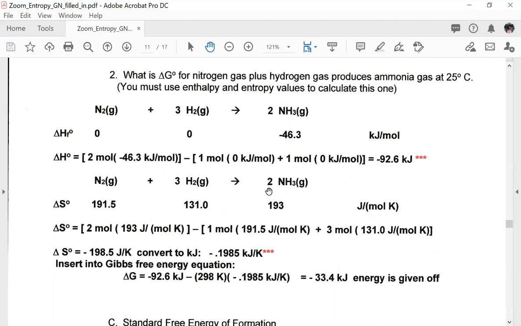So we use our coefficients here. We've got 2 moles, 193 joules over mole Kelvin. That's our products. Minus our reactants, 1 mole, 191.5 joules over mole Kelvin, plus 3 moles of 131.0 joules over mole Kelvin. Again, this is products minus reactants.